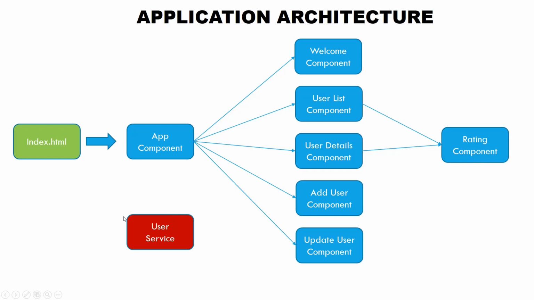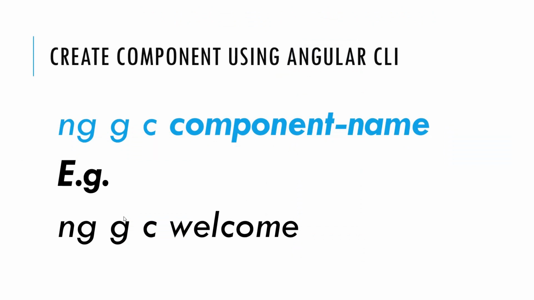As you know, these Angular components will retrieve the data from the backend using the user service, and the component will give us the desired result that we want to see on the UI. So let's start. How can we create a component using the Angular CLI? That is straightforward. We will use the command ng g c, then your component name. For example, to build a welcome component, the command is ng g c welcome.